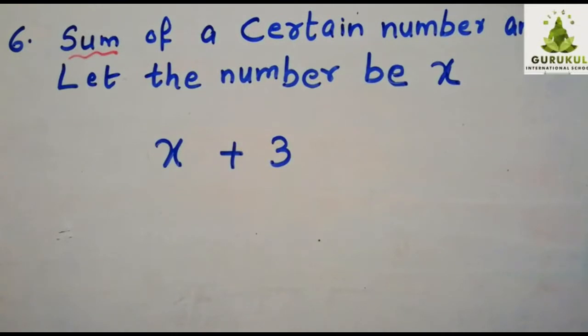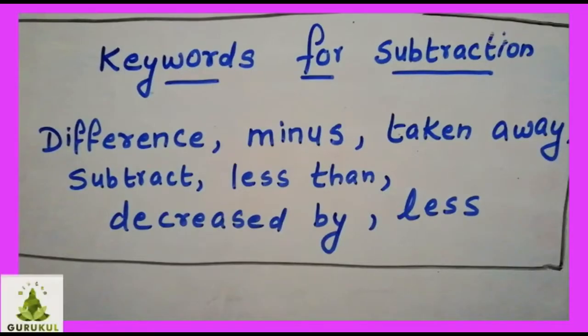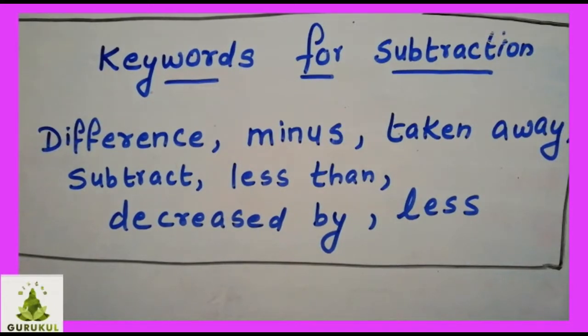Now regarding subtraction, we will write the keywords for subtraction first and then solve some statements related to that to get the algebraic expression. Children, in the previous video we saw the keywords for addition. Now write these keywords for subtraction in a box, and related to subtraction we will frame algebraic expressions. Copy down this in your notebook. Now put these keywords in one rectangular box, and in that you write the keywords. Pause the video and copy.